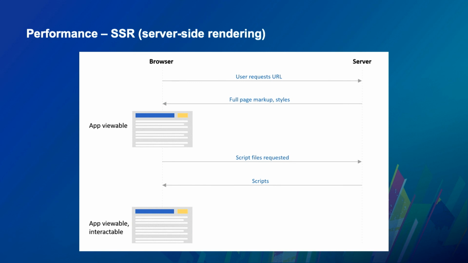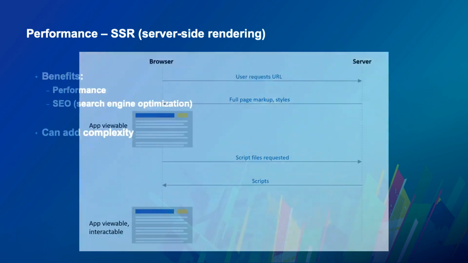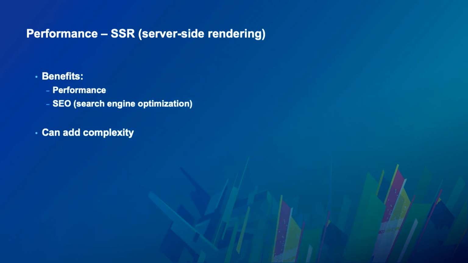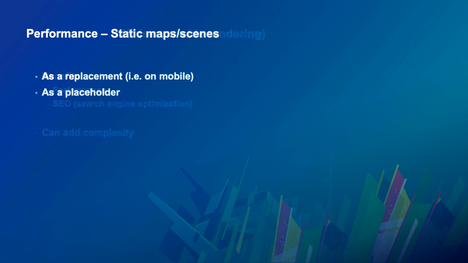So the user, first of all, of course, enters the URL, and then with server-side rendering, the server actually executes the application code and then returns the full markup and styles of the app or the page back to the browser. So immediately, as soon as that request is returned, you have a viewable page for your users. And then, of course, after that, you have the files that are requested for scripts that are returned to make the application interactable. But it allows users to see your page sooner than they otherwise would. So that's good for first impressions. Also has some benefits with search engine optimization.